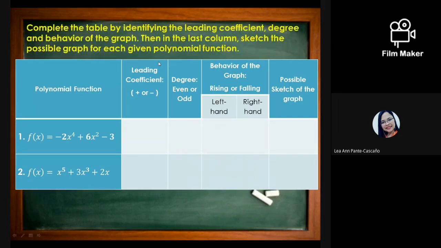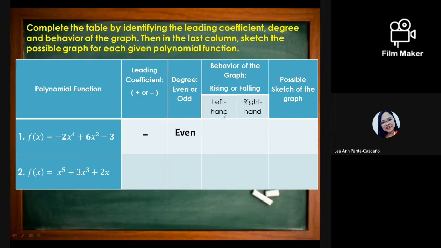So let's see kung kaya na. Complete the table by identifying the leading coefficient, degree, and the behavior of the graph. Then, in the last column, sketch the possible graph of each given polynomial function. For the leading coefficient, just simply identify is it positive or negative. As you can see, it is in standard form. This is the leading term. Observe the sign. So therefore, this is negative. The degree, is it even or odd? This is 4, therefore that is even.